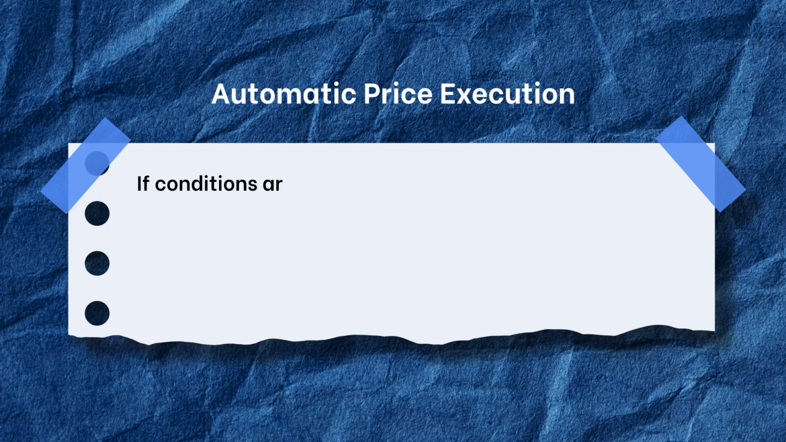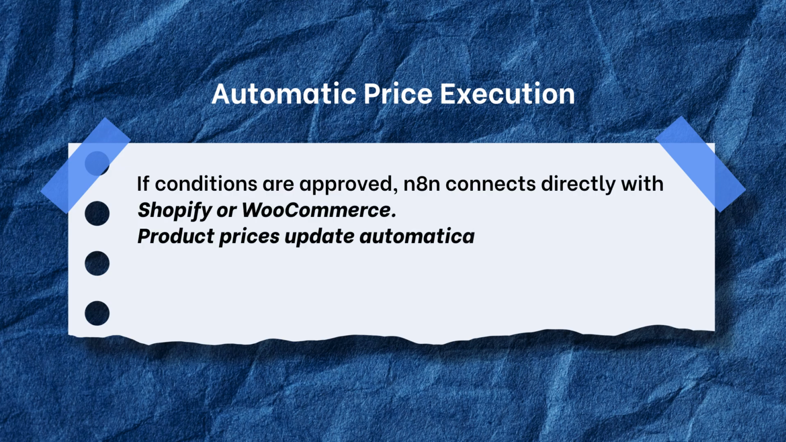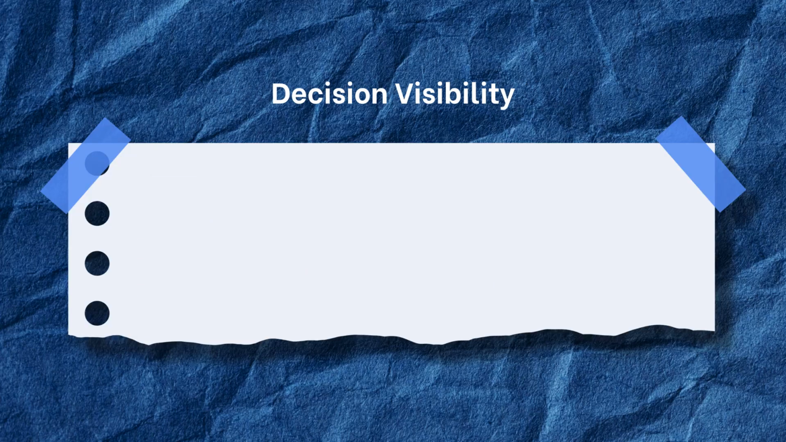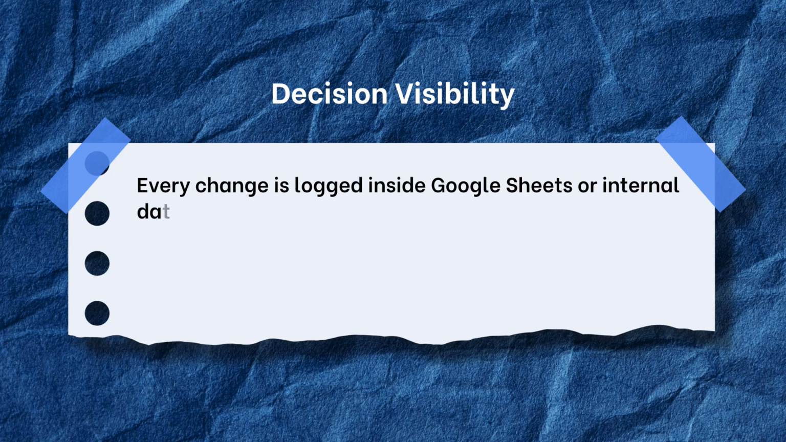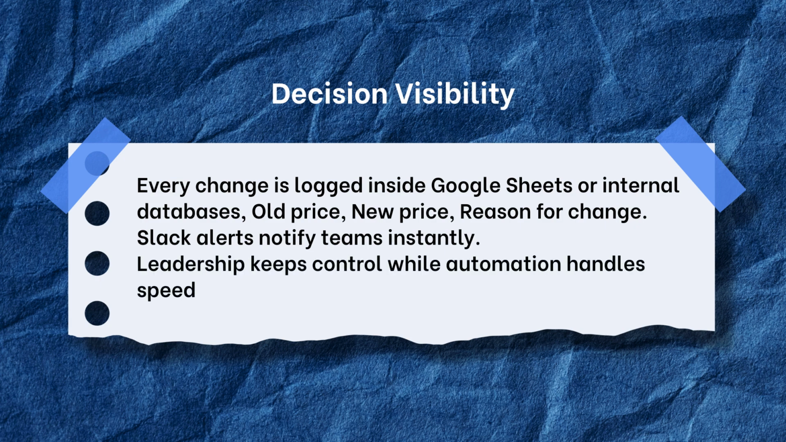Then comes the key step, automatic price execution. If conditions are approved, n8n connects directly with Shopify or WooCommerce. Product prices update automatically, no manual approval loops, no delay between insight and action. The system reacts almost in real time. After execution, we add decision visibility. Every change is logged inside Google Sheets or internal databases. Old price, new price, reason for change. Slack alerts notify teams instantly. Leadership keeps control while automation handles speed.